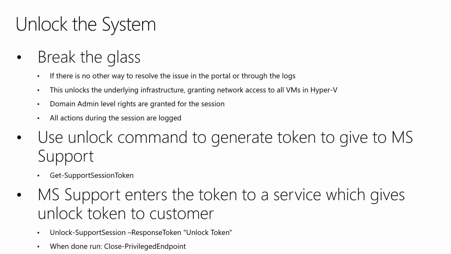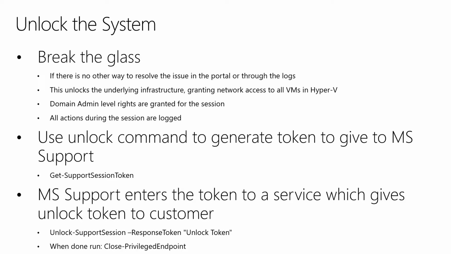Then there's a way, together with the Microsoft support, to unlock the privileged endpoint. And unlocking it means that after successfully unlocking the privileged endpoint, we now have domain admin level rights. We have all permissions within the solution, and we now can interact and access services that are running inside the solution.